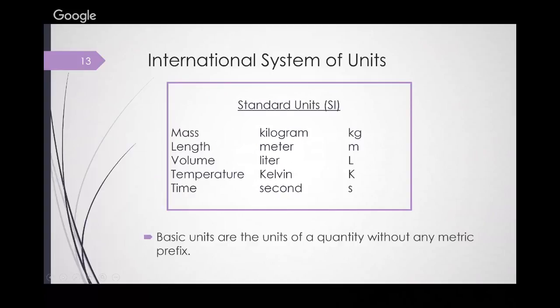So basic units are the units of a particular quantity without any metric prefix, except for here with the kilogram, because it just makes more sense to measure a lot of the things that we have. Like you would measure your body weight in kilograms, not grams.